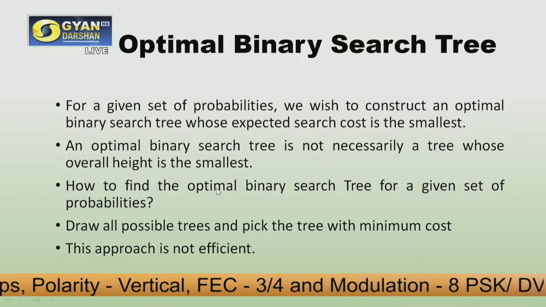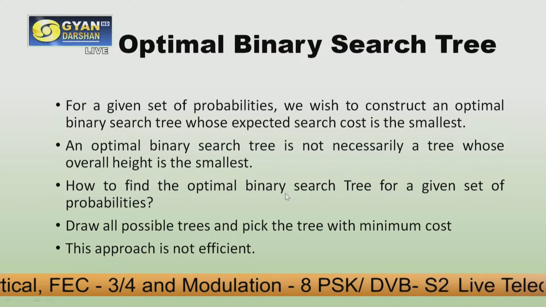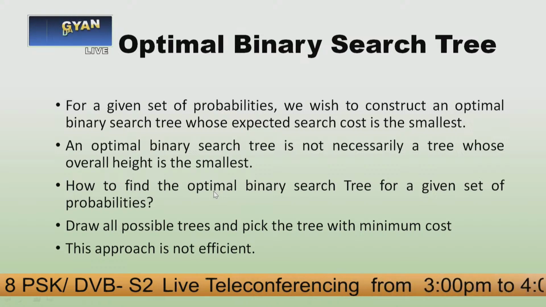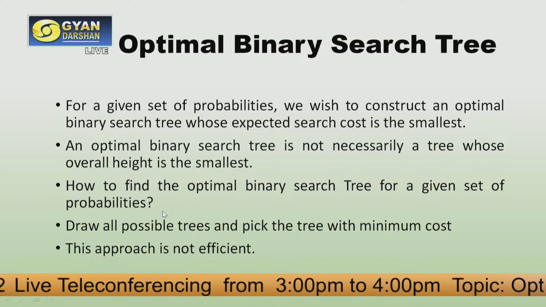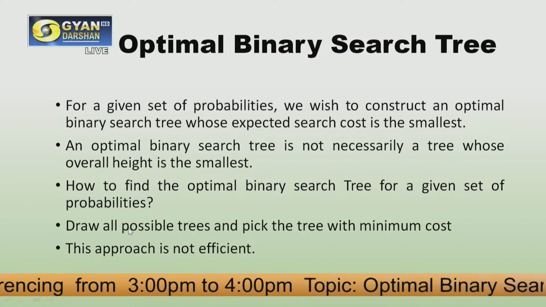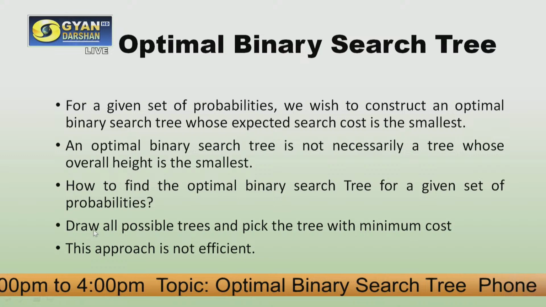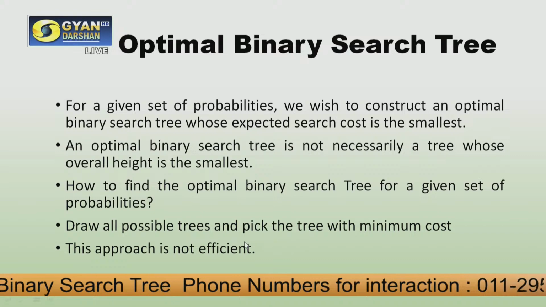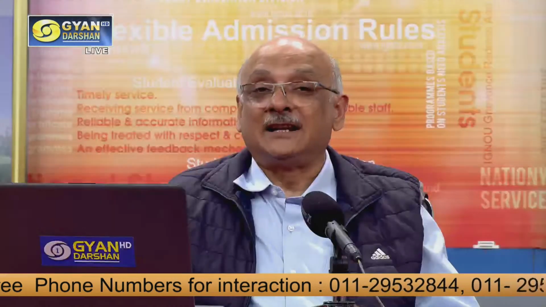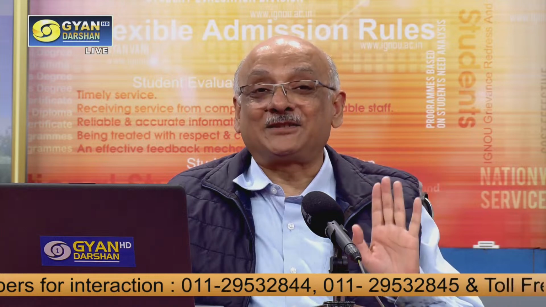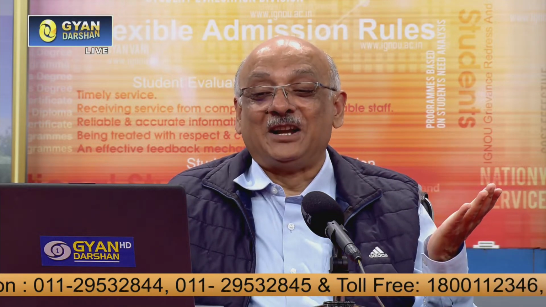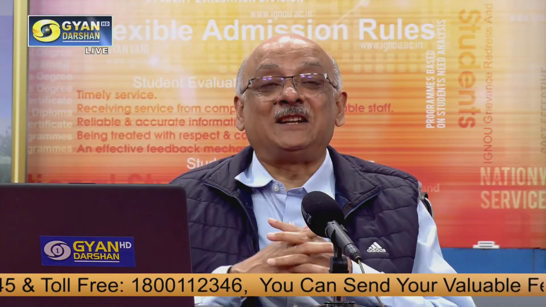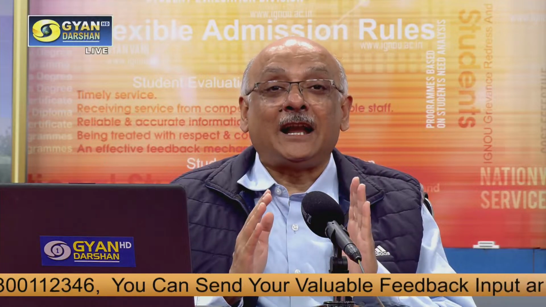Then how to find the optimal binary search tree for a given set of probabilities? So once again we are revolving around the problem, right? And the solution seems to be very, very simple. Draw all possible trees and pick the tree with the minimum cost. And this is going to take a very, very long time because as n grows, the number of trees grows tremendously. So this approach is not at all efficient. We need to design an approach which is efficient and doable.